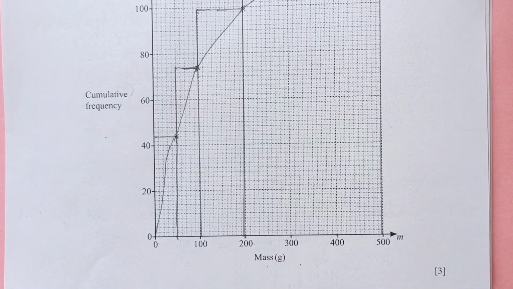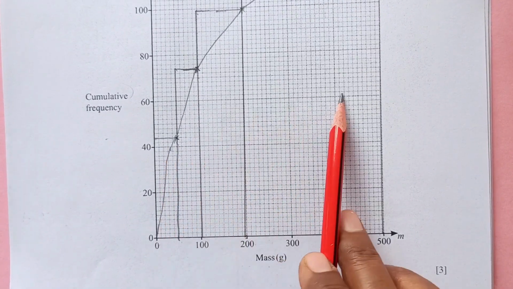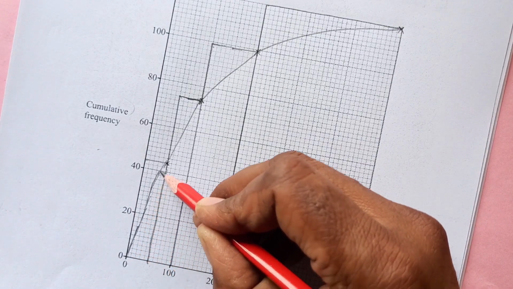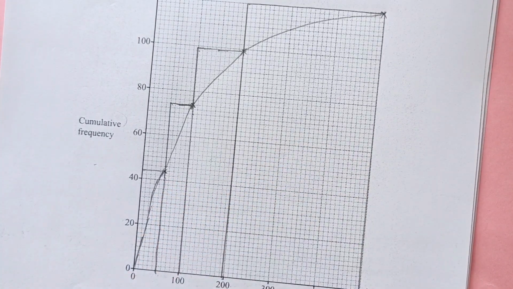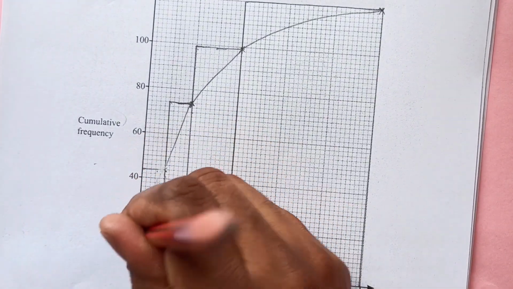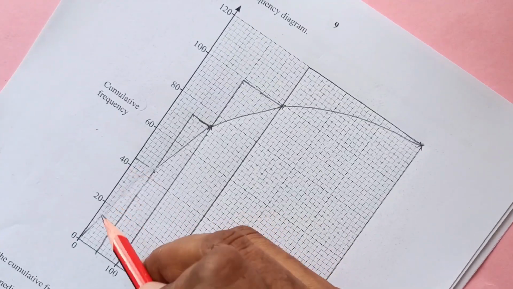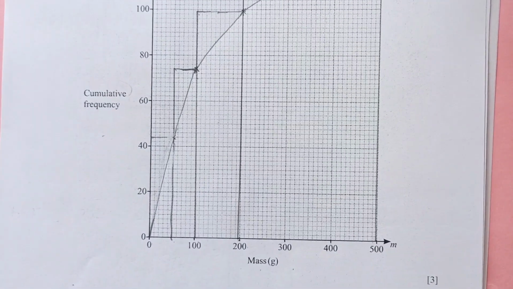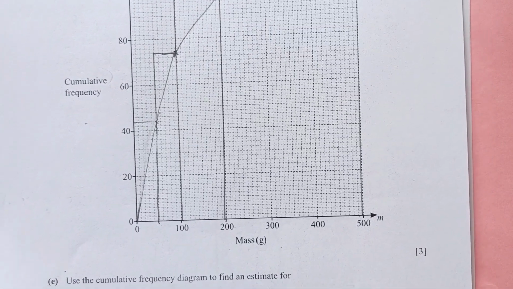So this is our frequency diagram. You can draw it with the bars, and then you can draw the upper corners of this. So it comes out to be like this. So our values should come from this curve.